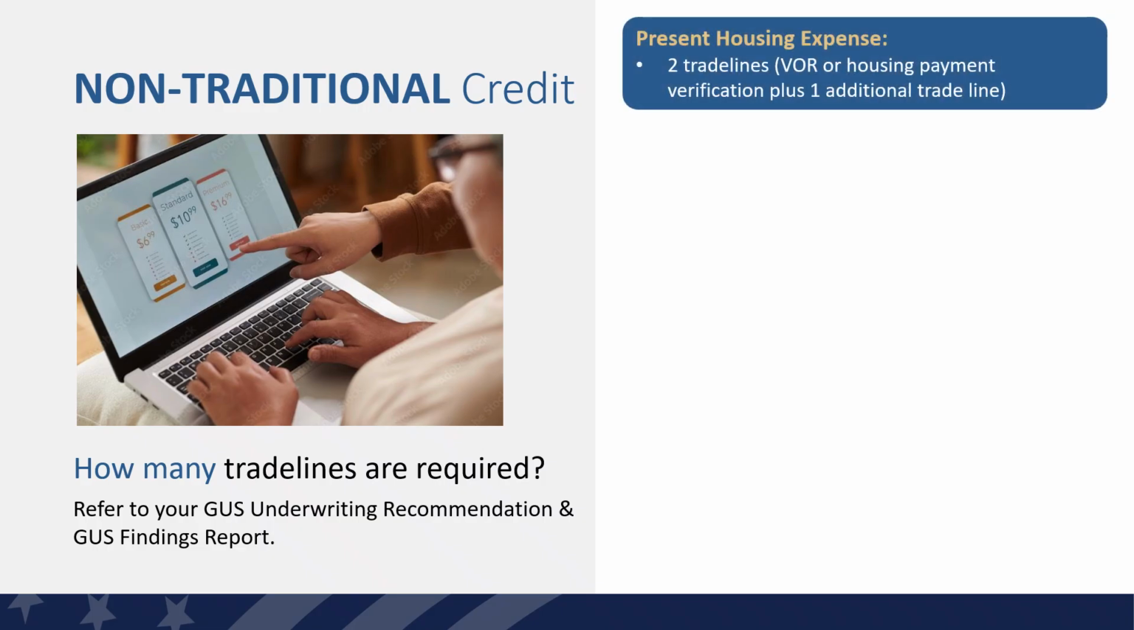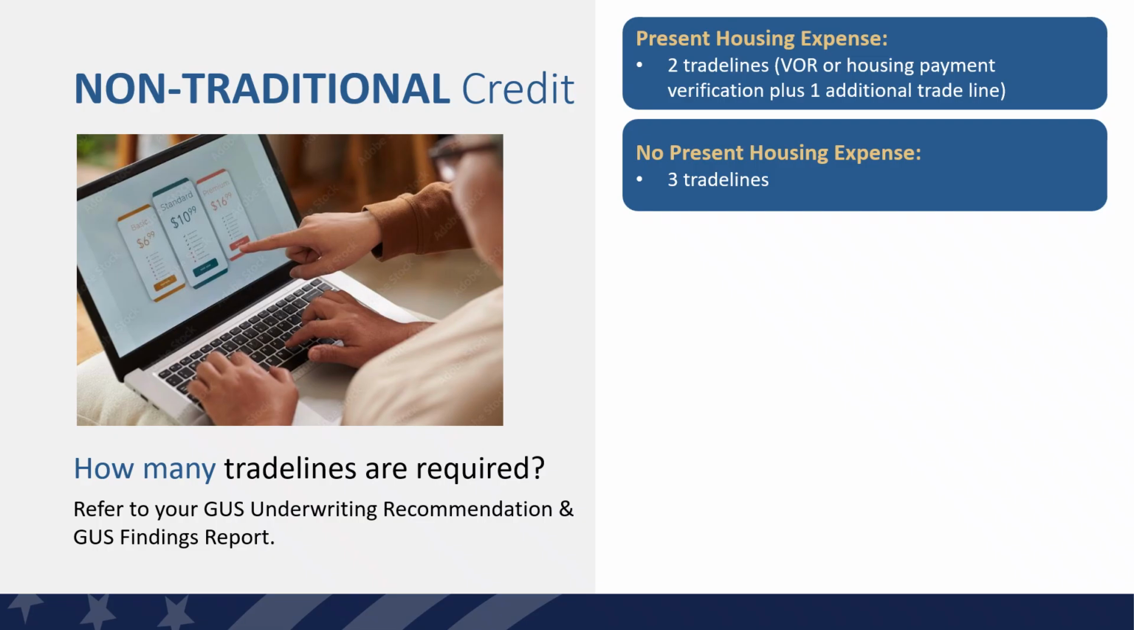For applicants with a 12-month verification of rent, 2 trade lines are necessary, the VOR and 1 additional eligible trade line from the credit report with a 12-month history or an acceptable non-traditional trade line. Applicants lacking a rent history must provide 3 trade lines, which can be a mix of traditional trade lines from the credit report with a 12-month history or eligible non-traditional trade lines.